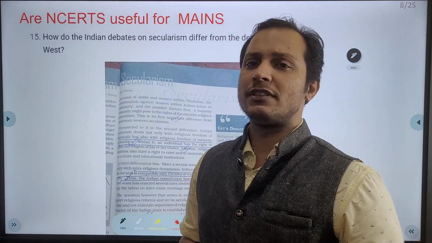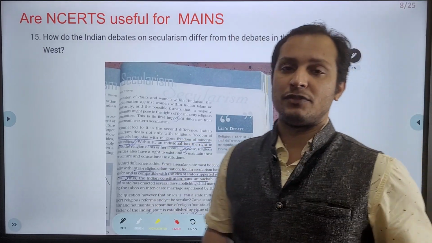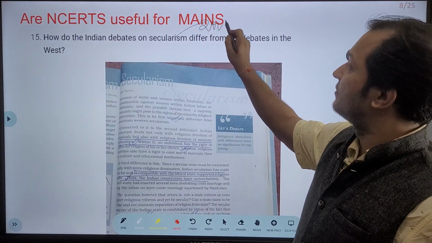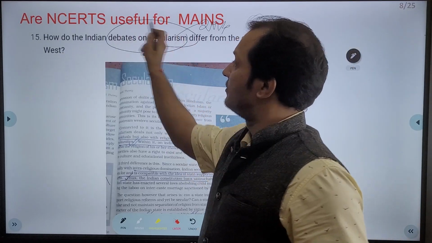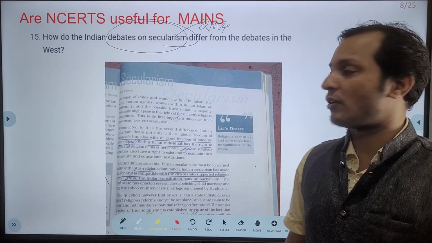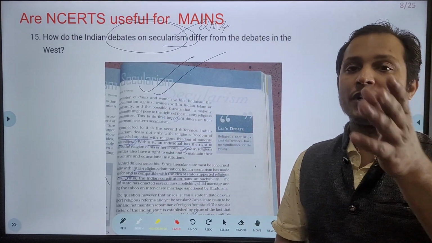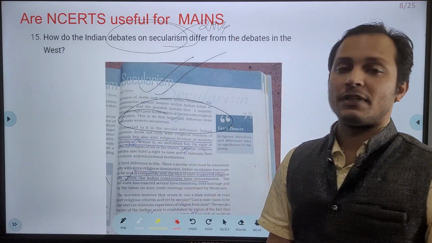So the last question is, are NCERTs important from the mains point of view? You can read this question which has come in 2014. This question is on secularism. Indian secularism versus Western secularism, directly from the polity book, Indian Political Theory. Directly you see the difference between Indian secularism and Western secularism.